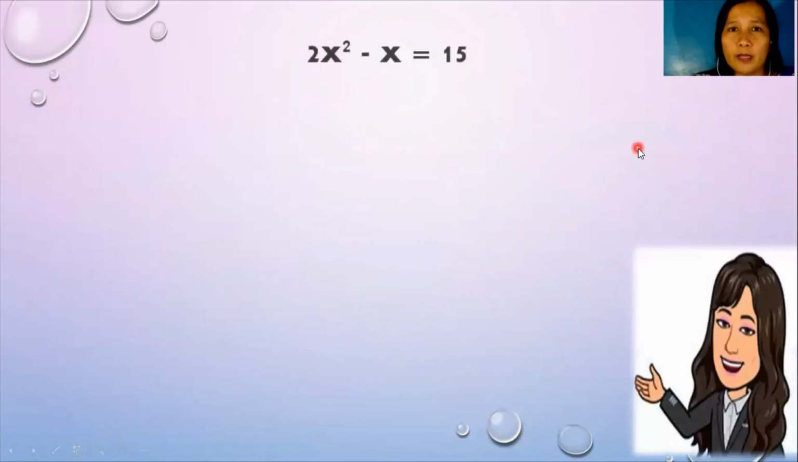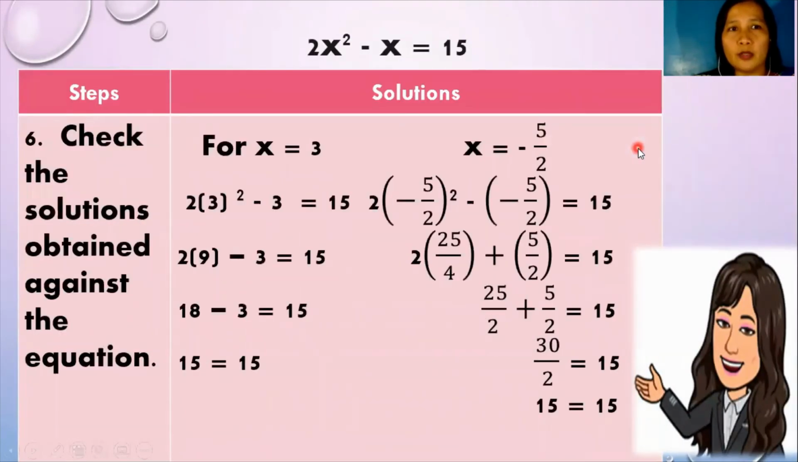Okay, to know if this is correct, we need to check the solution obtained against the equation. From the original equation, we need to substitute the two solutions. First, 2 times 3 squared. 3 is our x, so substitute 3 for x. Minus 3. Equals 15. Then 3 times 3 is 9. 2 times 9 is 18 minus 3. 18 minus 3 is 15. 15 is equal to 15. Correct.